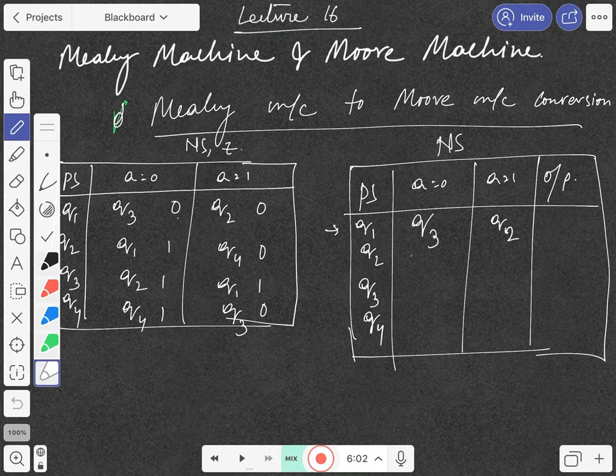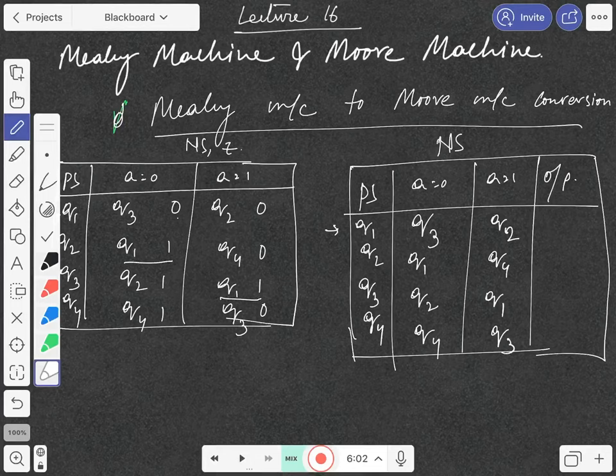Q2, Q1, Q4, Q2, Q1, Q4 and Q3. Now try to find out what is the output associated with Q1. Now here look at this, the output associated with Q1 is 1. Here also the output associated with Q1 is 1. So just write here 1.